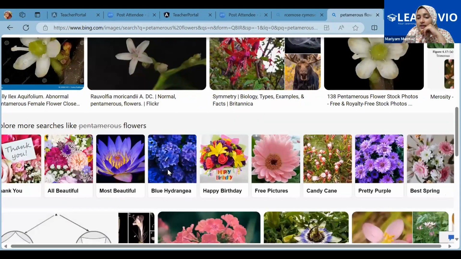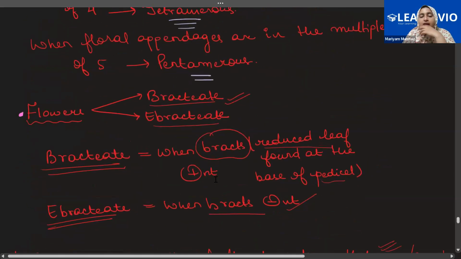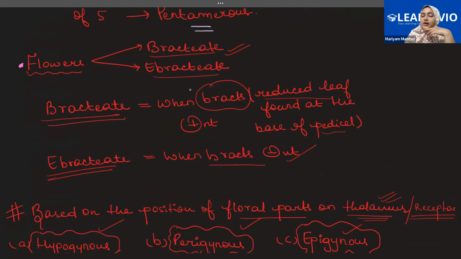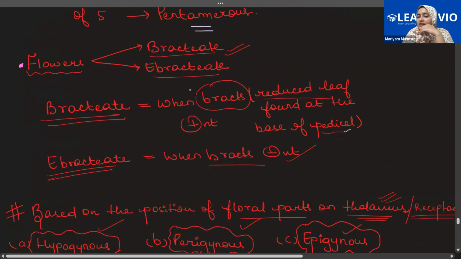So that is, depending upon what multiples the floral appendages are present in. Now the flowers can be again of 2 types depending upon the presence of bracts and the absence of bracts. Now what is a bract? A bract is a reduced leaf found at the base of the pedicel, meaning there will be a tiny leaf present at the base of the thalamus. That is called a bract. So whenever this bract is present, we'll call that flower bracteate. And whenever the bracts are absent, we'll call it ebracteate.